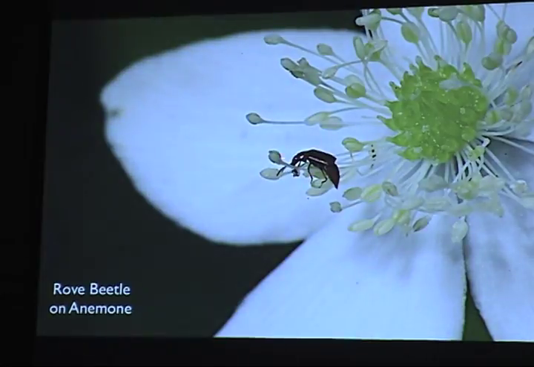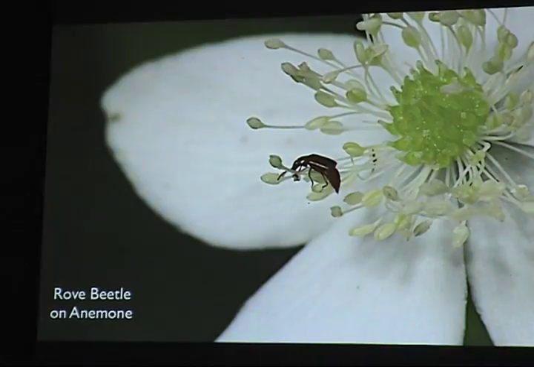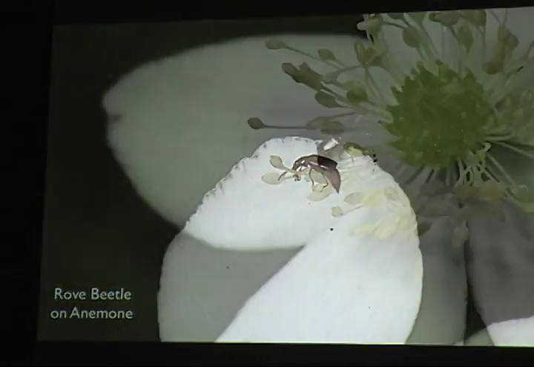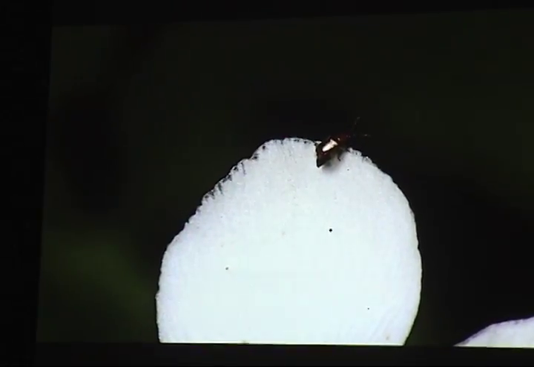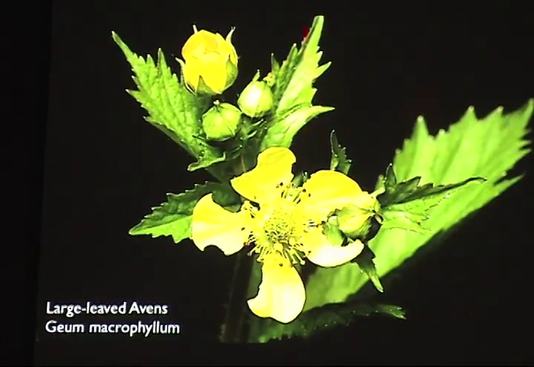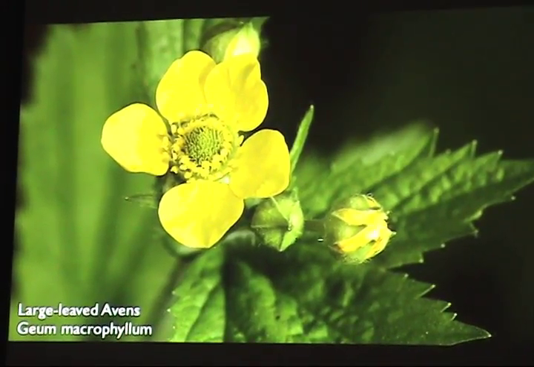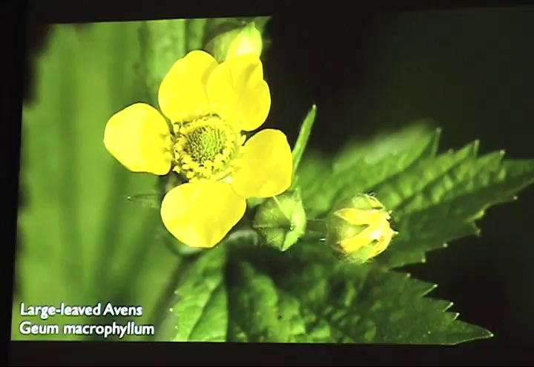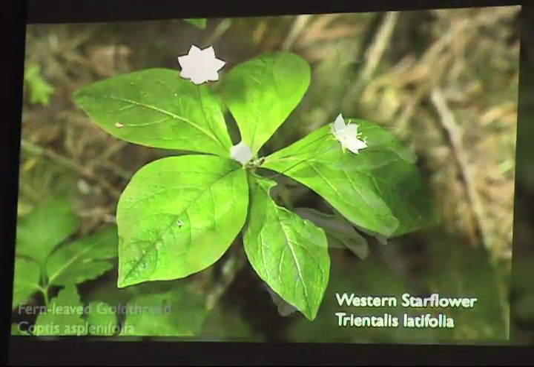Here's some beetles feeding on the nutrient-rich anthers where the pollen is located. And here's another one where the beetle is nibbling on the edge of a petal. Geum is again a plant where petal eaters have gotten at those, but here is a really nice, more perfect blossom. Another midsummer flower, late, is your western starflower.